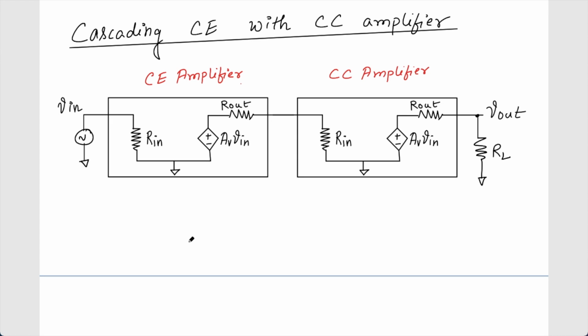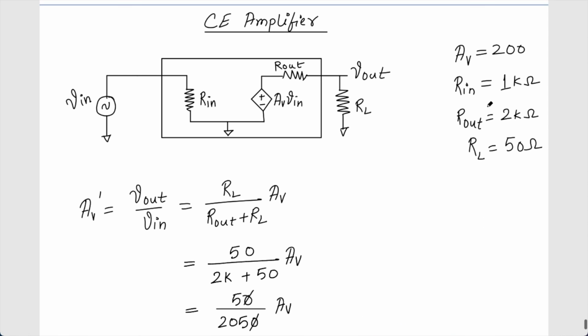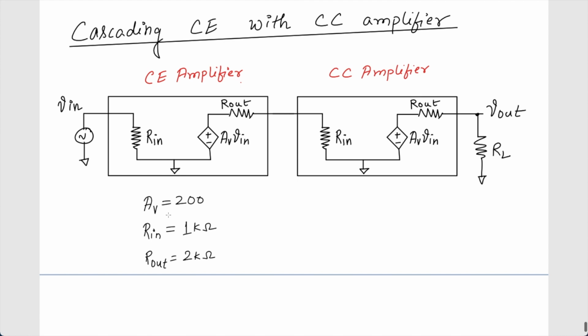Again, let's try to estimate this one considering typical values of the CE and the CC amplifier. For the CE amplifier, we will take the same values as we have taken here. Because this R in and this R in are different, let's give numbers: AV1, V in 1, and of course R out 1, and this is R in 2, AV2, V in 2, R out 2. So this is my V in 2, this is V in 1, and V in 1 is equal to V in.